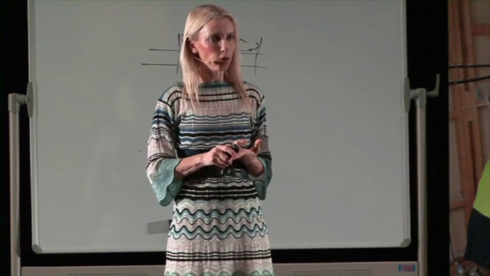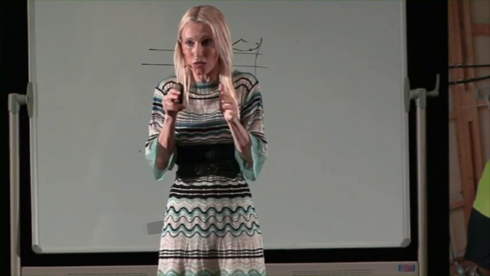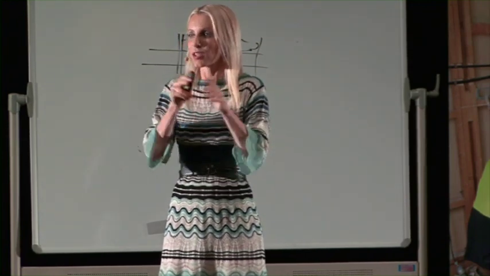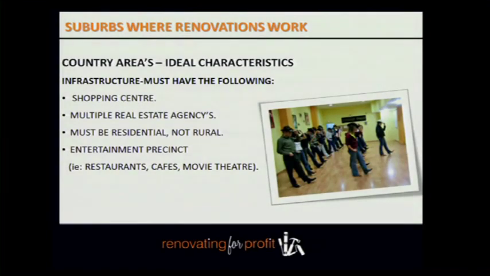Some of the things you need to look for in the country areas are this. You don't want to go into tiny country towns that have populations of 900 people. Okay, so not enough stock turning over, not enough buyers, and you're putting yourself at risk. So go to those big regional town centres, like Goulburn, Dubbo, whatever it may be in your own respective state, where there's enough stock turning over.